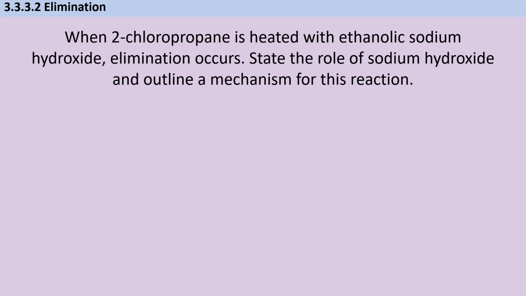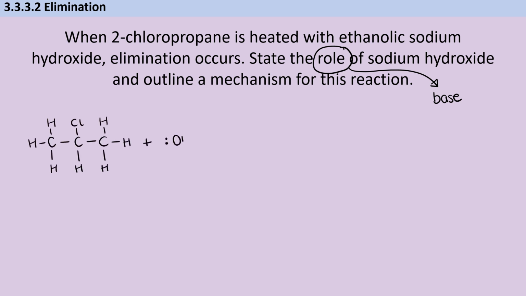This is actually quite a nice question, because not only have they given you a clue and the reaction conditions and the fact that it's 2-chloropropane, but they have actually specified that elimination occurs. Nevertheless, we need to state the role of sodium hydroxide and outline a mechanism for this reaction. So since it's elimination, we know that the hydroxide ions are acting as a base. And then to draw our mechanism, we need to start off with our reactant molecule. And then we're going to add in the base, the hydroxide ion.